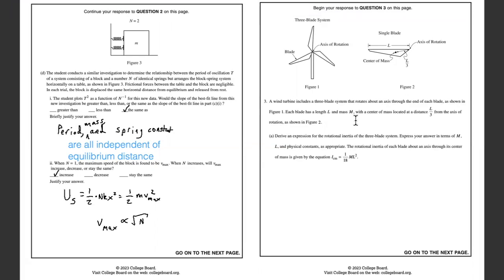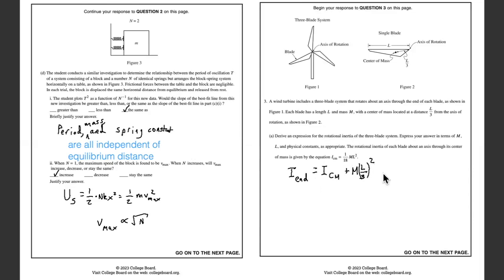The first thing that we're told is that we have to derive an expression for the rotational inertia of the three-blade system, given in terms of m, L, and physical constants, and we do know the inertia through the center of mass for each blade. It's 1/18 m L squared. So what I can actually say is that the inertia through the end is equal to the inertia through the center of mass plus m times d squared, which is L over 3 squared.